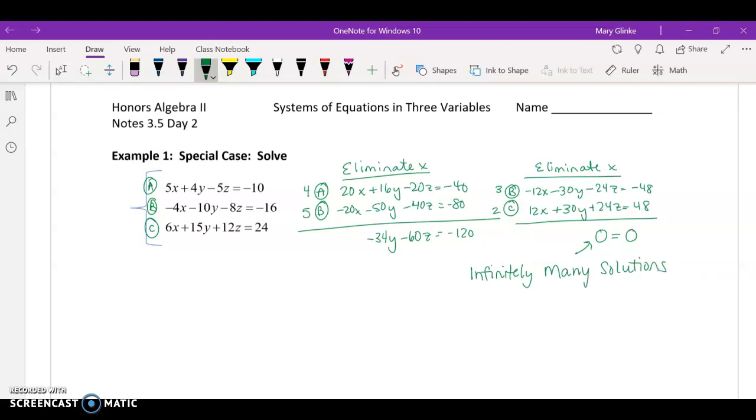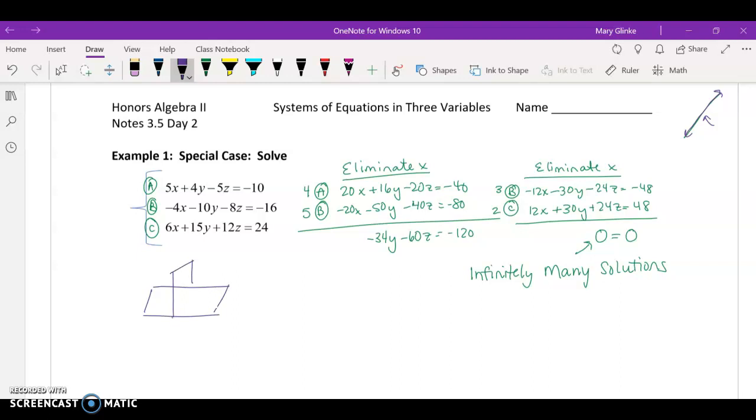Now, when you had two equations with two variables and you had infinitely many solutions, you knew it was infinite because you would graph the same line twice. So your solutions would actually be the equation of that line. Now, in three dimensions, we have three planes intersecting. So bear with my diagram here. I know it's not the best.